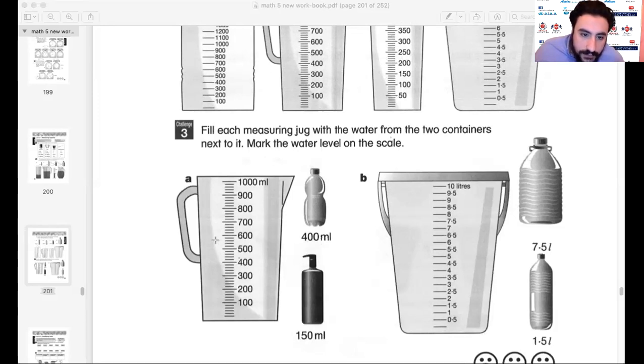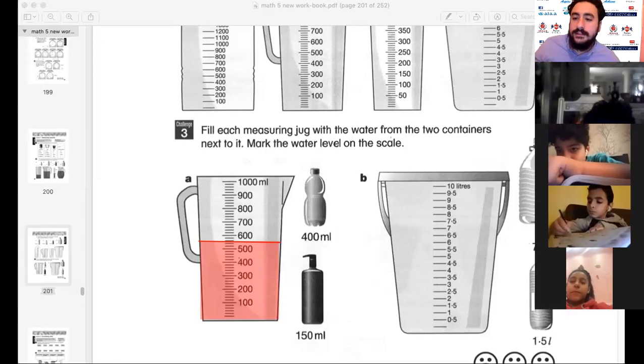Where is 550? It's like here. Yeah, we can say it's here. And then we're going to shade the area from this part, and that's it. Okay, and here it's the same, 7.5 and 1.5.